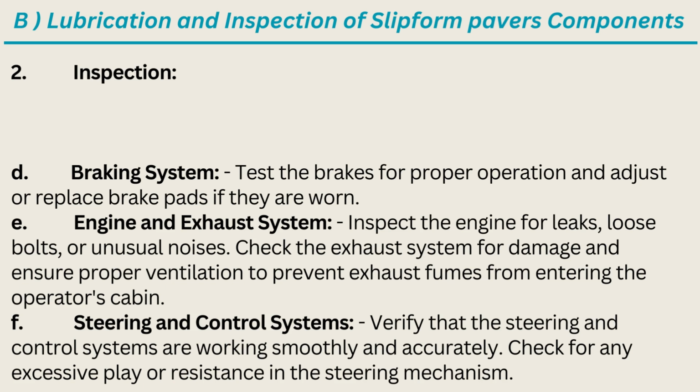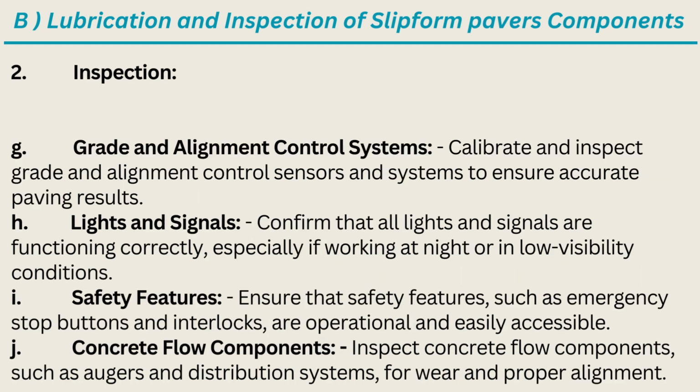F. Steering and control systems. Verify that the steering and control systems are working smoothly and accurately. Check for any excessive play or resistance in the steering mechanism. G. Grade and alignment control systems. Calibrate and inspect grade and alignment control sensors and systems to ensure accurate paving results.